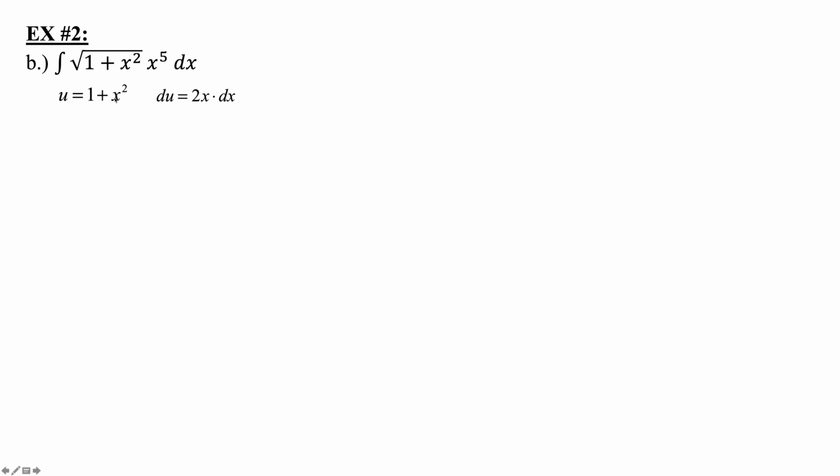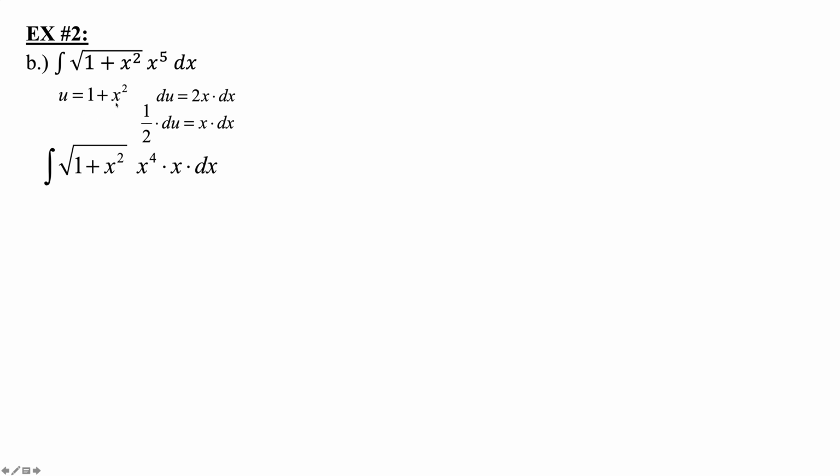Take the derivative of that. That's going to be du equals 2x times dx. Well, I have an x, but I've got x to the 4th left over. Well, we'll divide over the 2, substitute it in. So I broke x to the 5th down to x to the 4th times x dx, so I had that part.